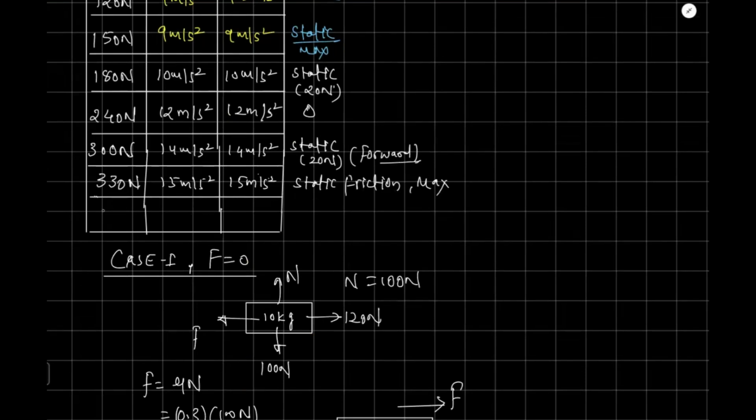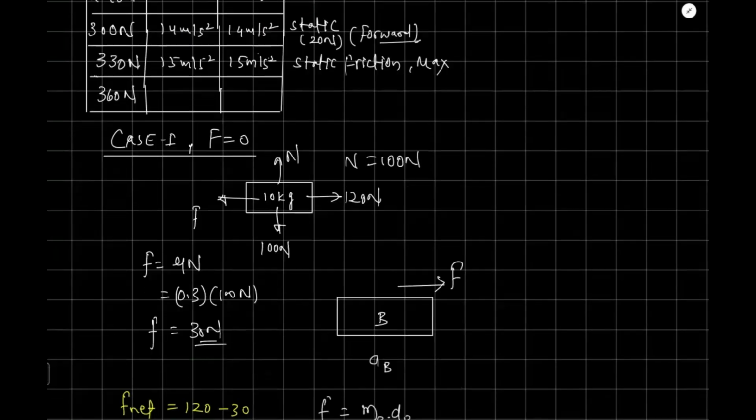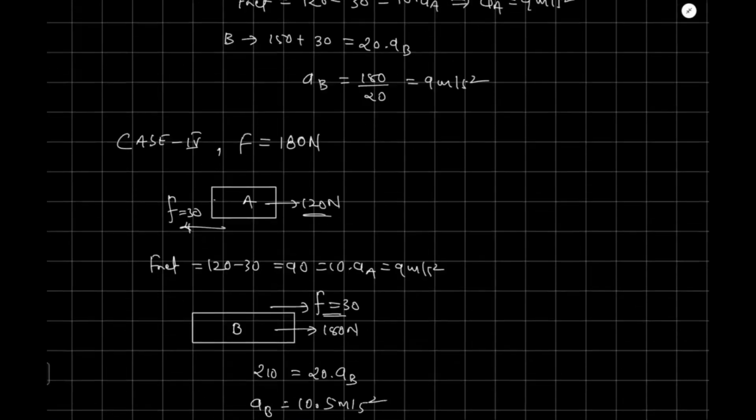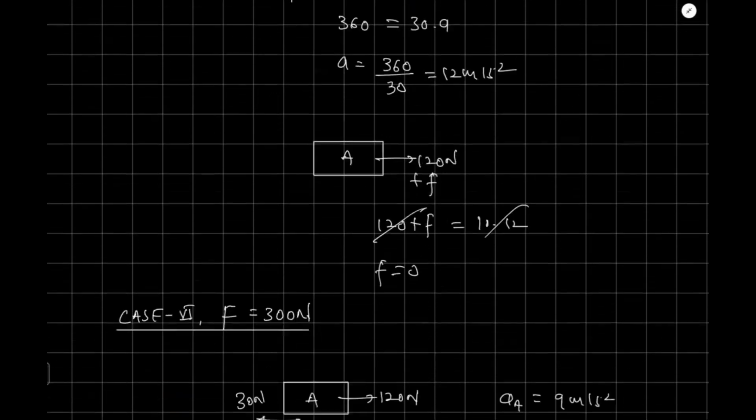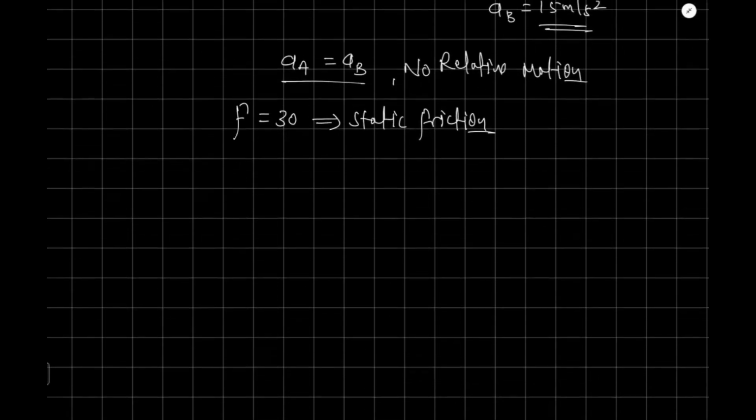Now let's take the last case, 360 Newton, and again you have to tell the value of acceleration of A and acceleration of B. Sir, I have one doubt in this. Why did you change the direction of force in A? Yeah, you can do it like the previous one also. If you want to do it like the previous one, what can we do here? Let me take that case also.